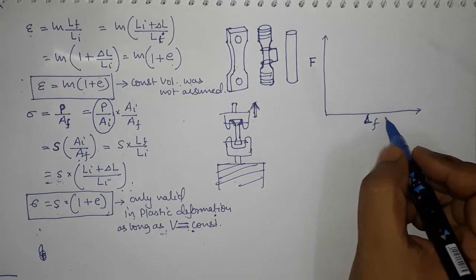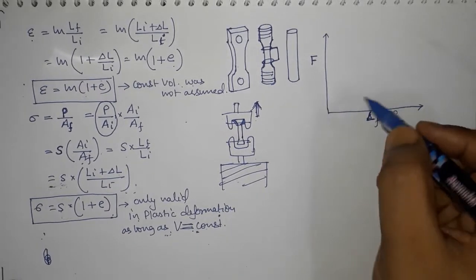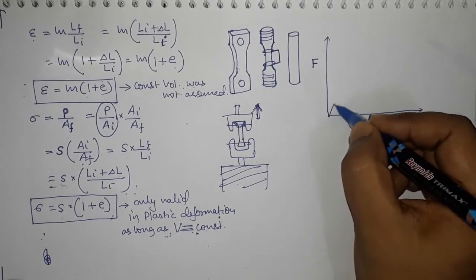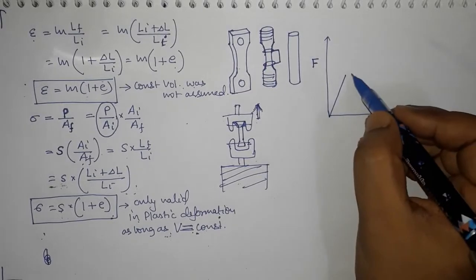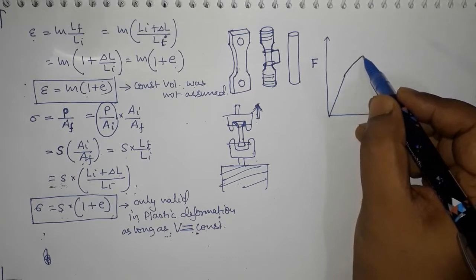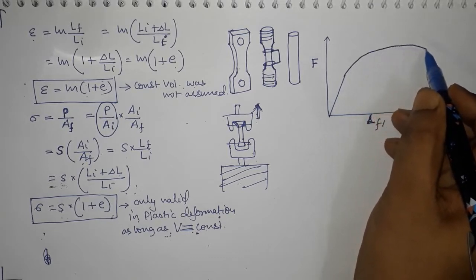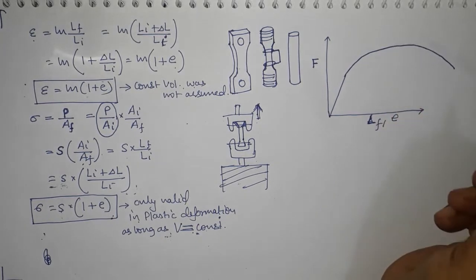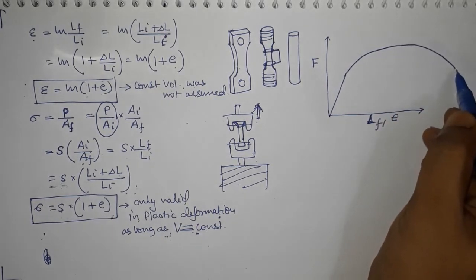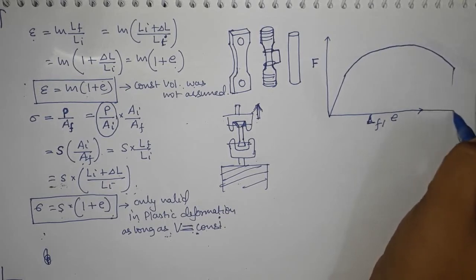That can be done, but that will be engineering strain, and the force will be measured. Okay, so initially for metallic materials it will be a straight line and then the load will increase non-linearly, then it will become constant and then it will start decreasing. Okay, and then after a certain point of time it will just break, and as soon as it breaks the load will drop to 0.